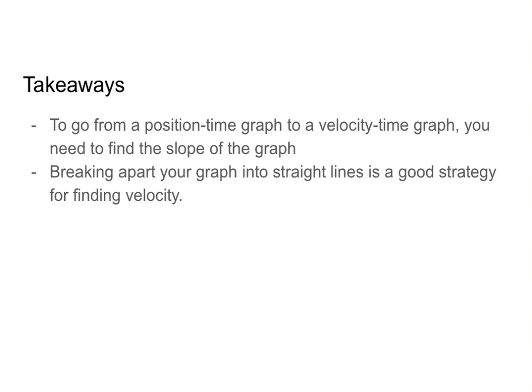So let's go ahead and talk about takeaways. So first of all, to go from a position time graph to a velocity time graph, so position to velocity, you need to find the slope of the graph. Second, breaking apart your graph into sections that are straight lines is a good strategy for figuring out your slopes and therefore your velocities. So go ahead and see if you can do this on your own. Try your very best, solve some problems, best of luck, and happy solving.